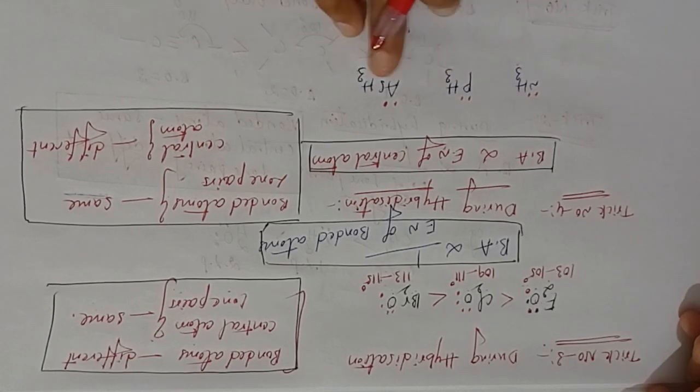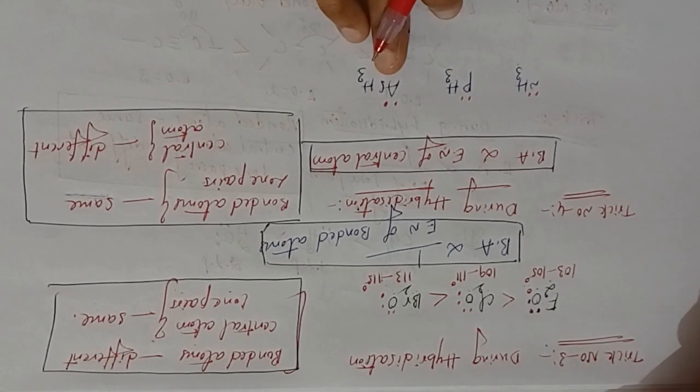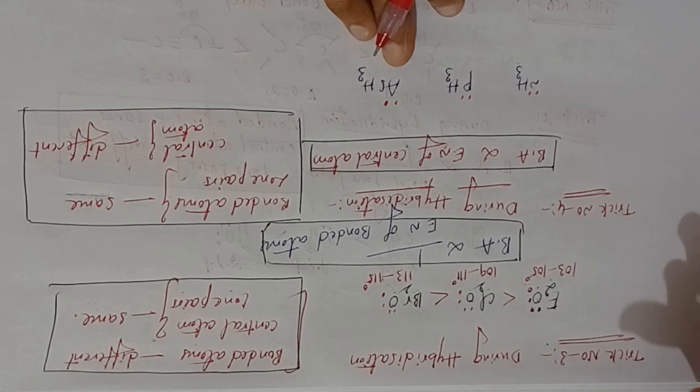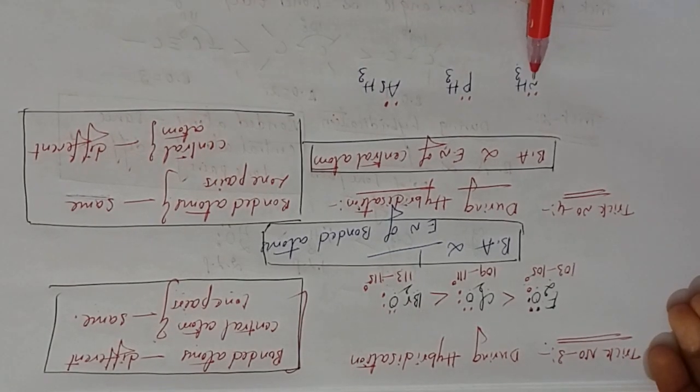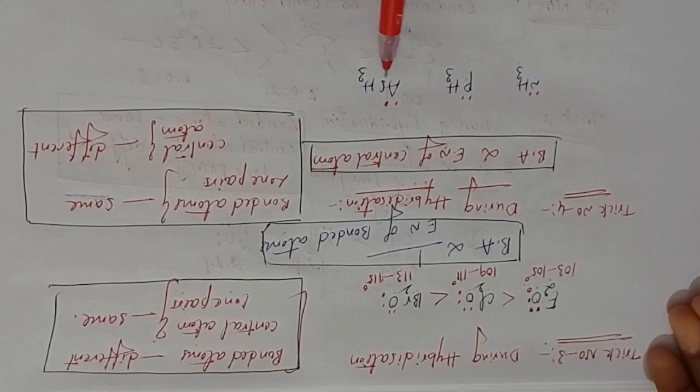Because nitrogen, phosphorus, and arsenic belong to the same group, the 15th group elements. So central atom is different: nitrogen here, phosphorus here, arsenic here. These central atoms are different.